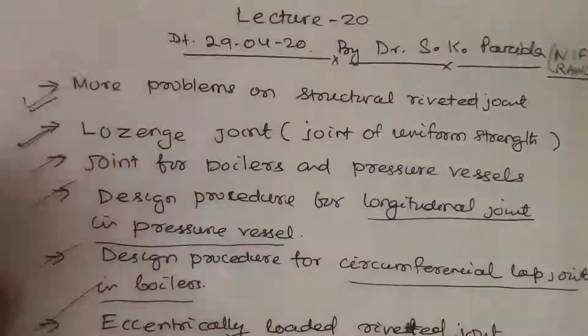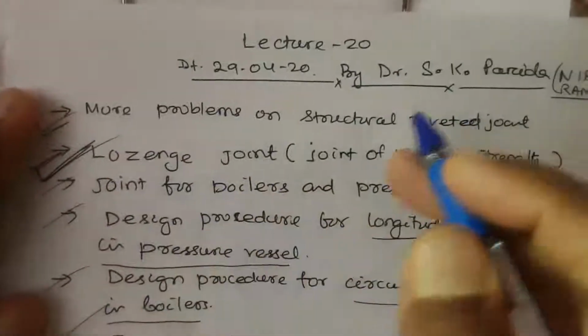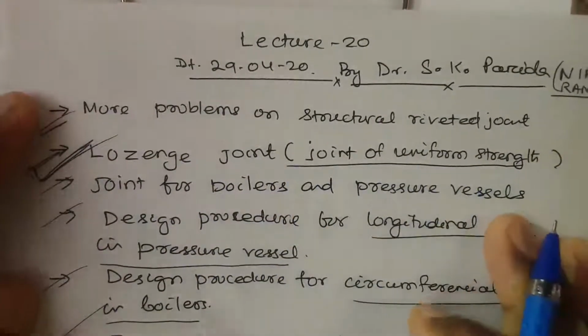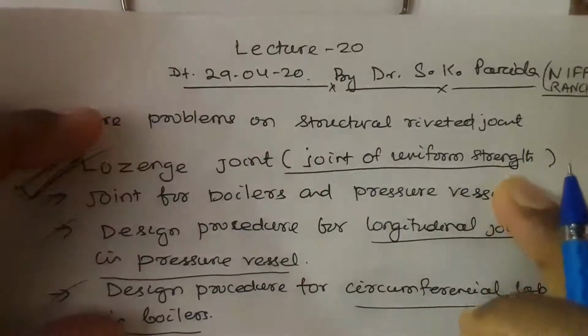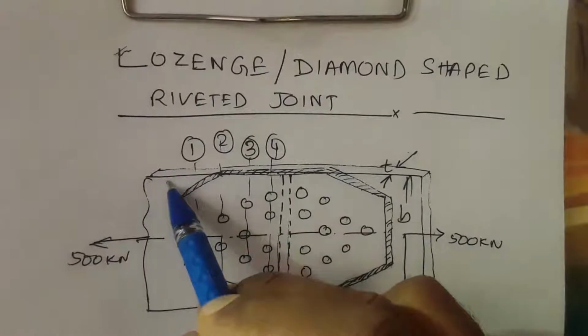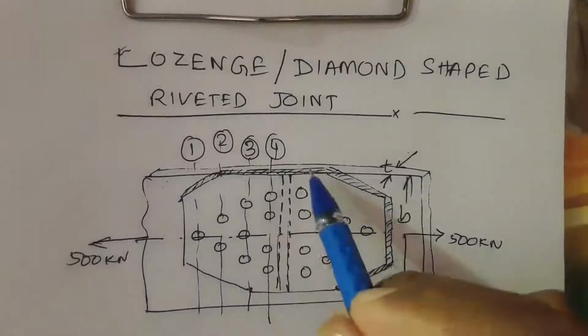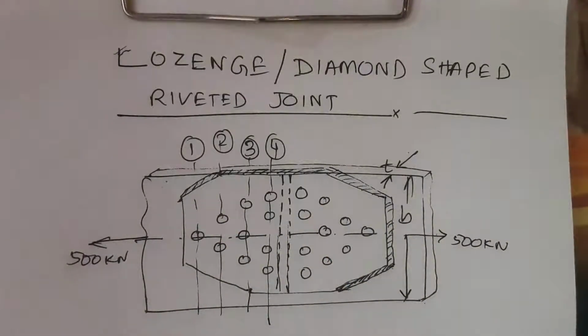So after that, in this problem we will be talking about the lozenge joint, or sometimes it is called diamond shaped joint, or sometimes joint of uniform strength also. So this is the configuration of the joint. This is the back plate and the main plate, and on top of that there is a diamond shaped or lozenge shaped plate, and these types of joints are mostly used in bridges, the trusses and the girders, where the width of the plate is known in advance.